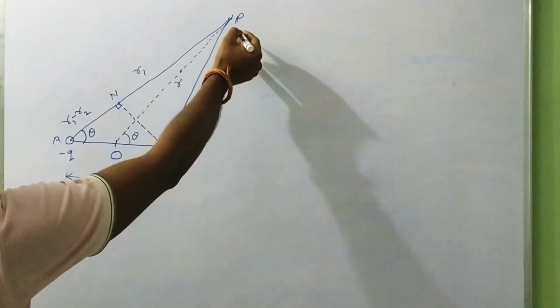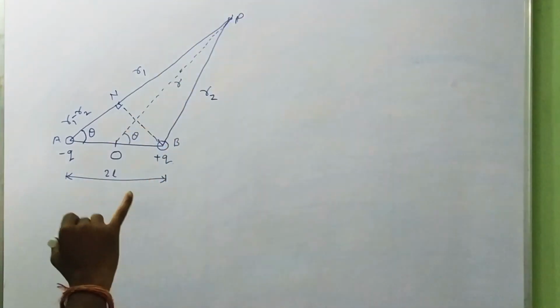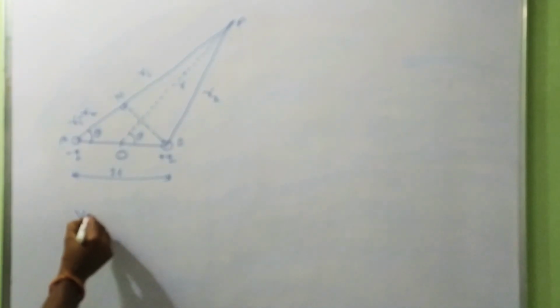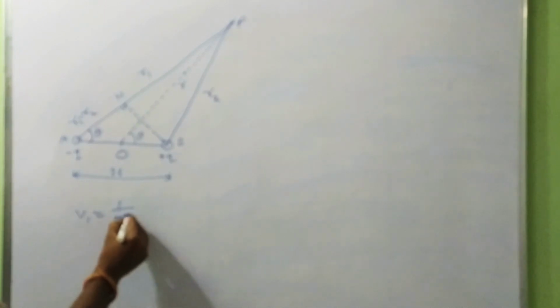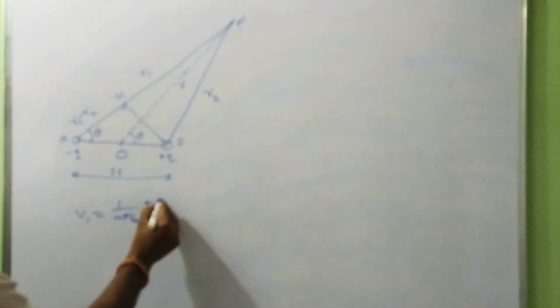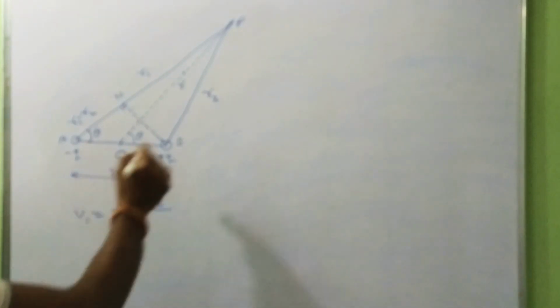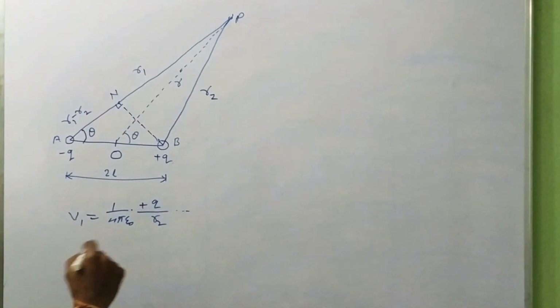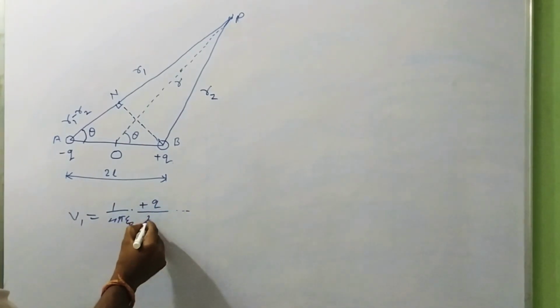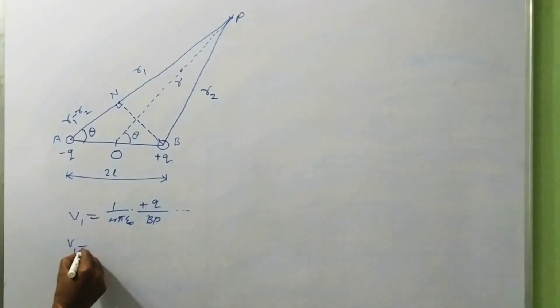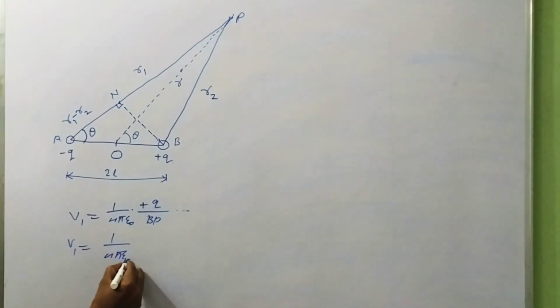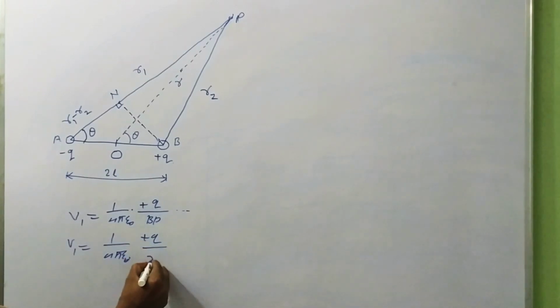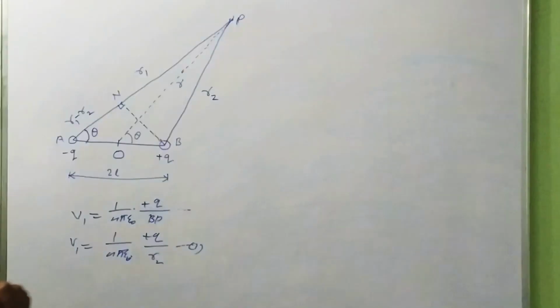So due to the plus Q charge, the electric potential at point P will be V1 equal to 1 upon 4 pi epsilon naught, plus Q upon distance. What is the distance here? R2, which is BP. Then V1 equal to 1 upon 4 pi epsilon naught, plus Q upon R2. This is equation first.